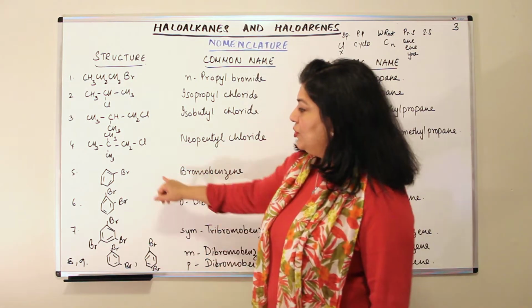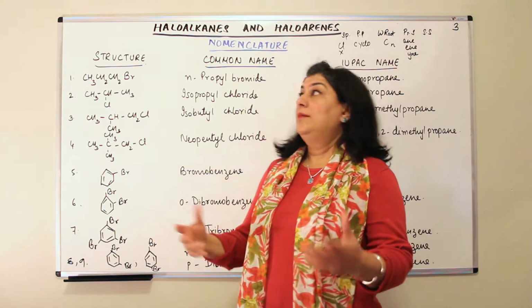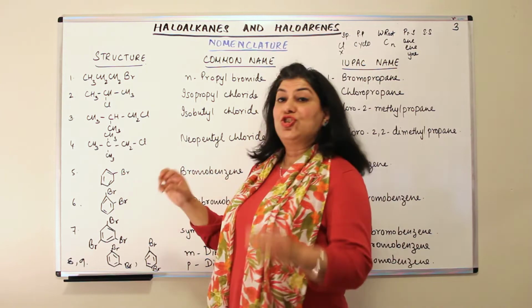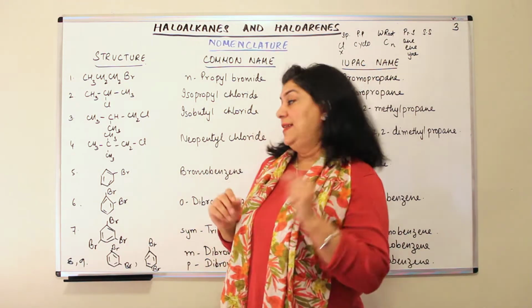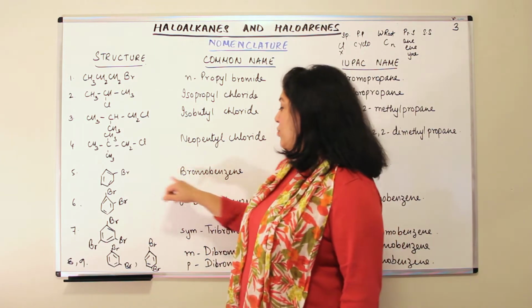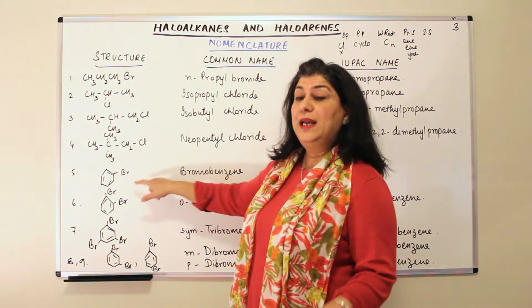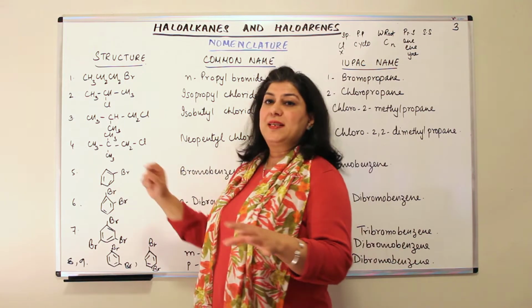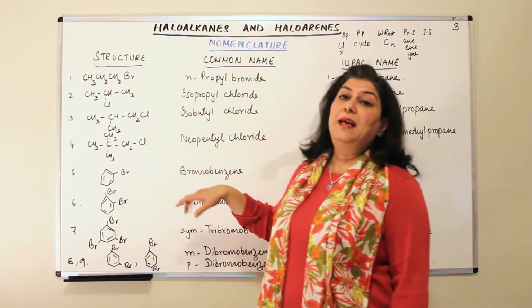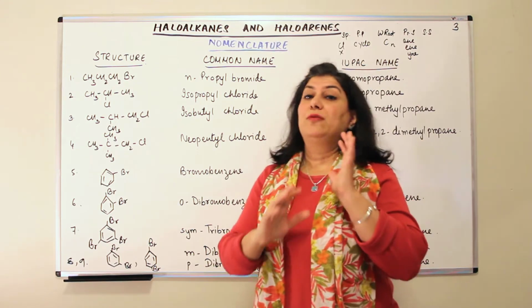Now, let us come to the haloarenes. You have this benzene ring and bromine is attached to the carbon of the benzene ring. So it is a ring substituted hydrocarbon. In such a case where you have a ring mono-substituted hydrocarbon, usually the common name and the IUPAC name for such compounds is the same.